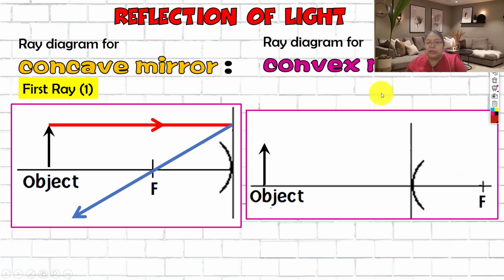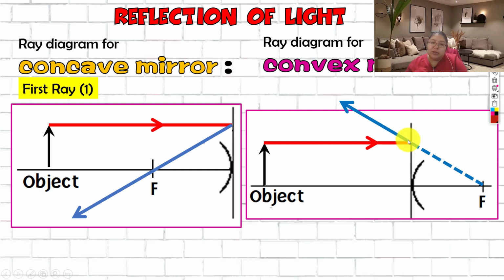How about the convex mirror? The convex mirror diverges, so it cannot focus. The rays diverge and open wider. Let's see how to draw. We also go parallel first. After that, the ray appears to come from behind the mirror, from the virtual focal point, using a dotted line. Then you make the line longer. So this one we call the first ray for the convex mirror. This one is diverging, and this one is focusing. Okay, we go to the second ray.